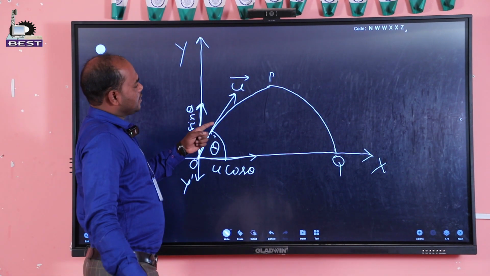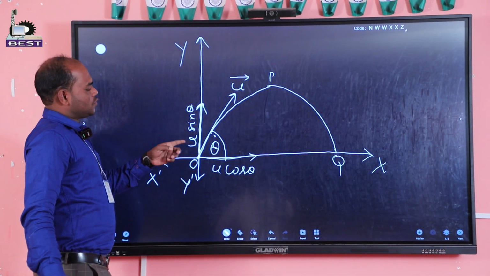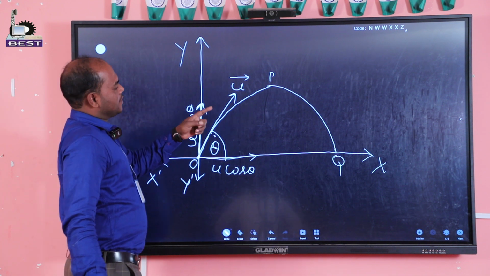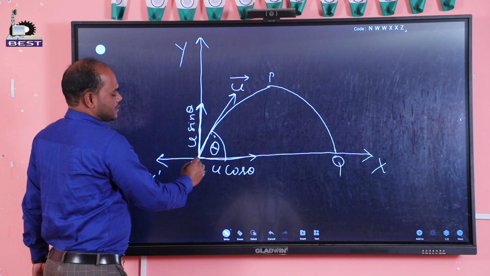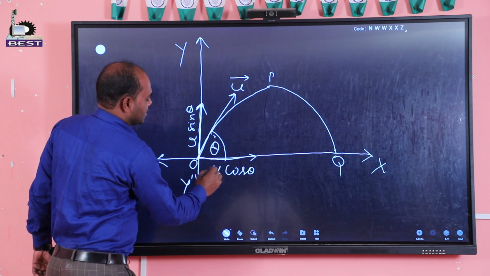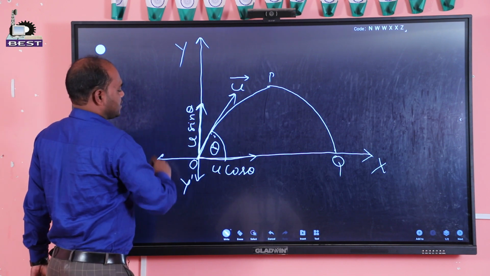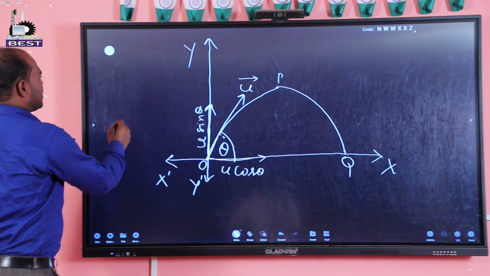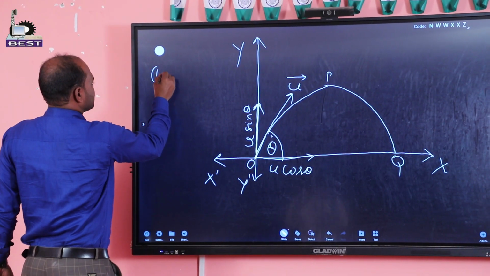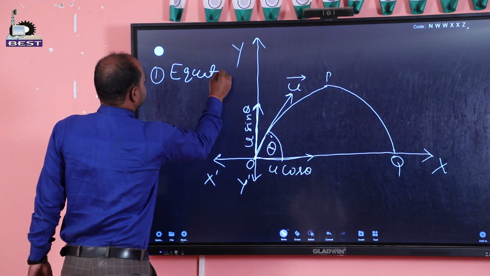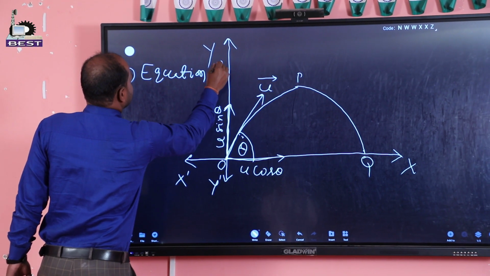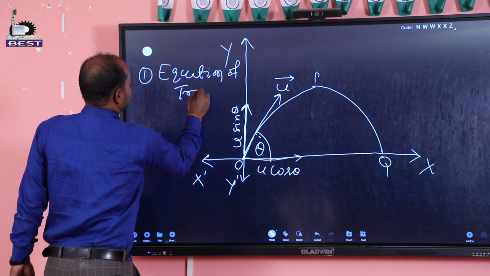We taught this in the last chapter, chapter 2, scalar and vector, resolution of vectors. The u vector is divided into two components. The x component is u cos theta, the y component is u sin theta. First, we derive the equation of trajectory.